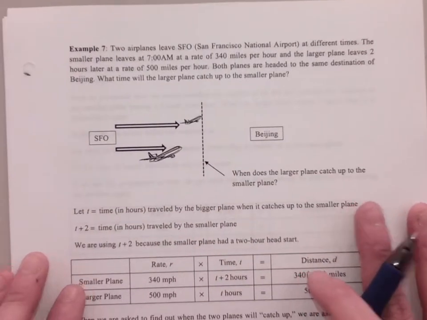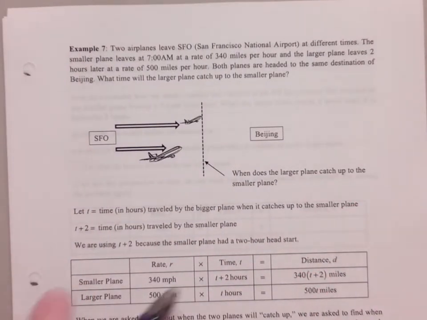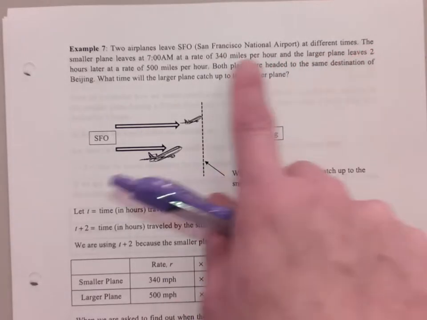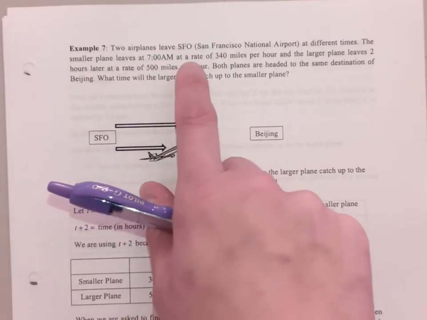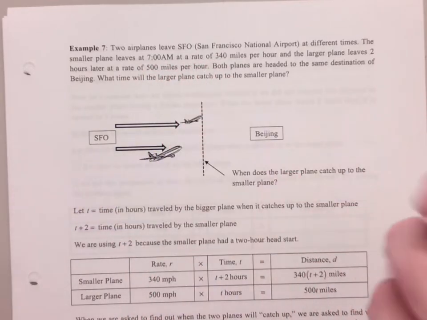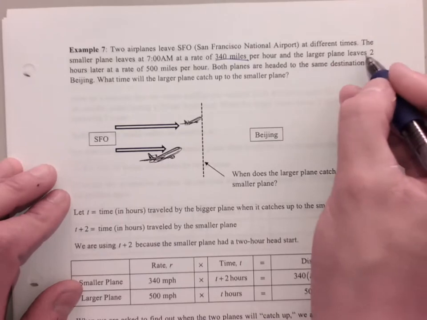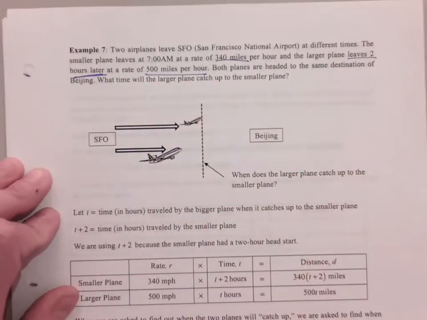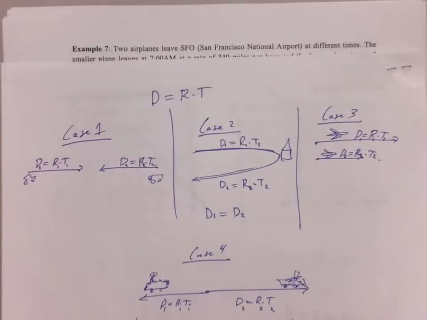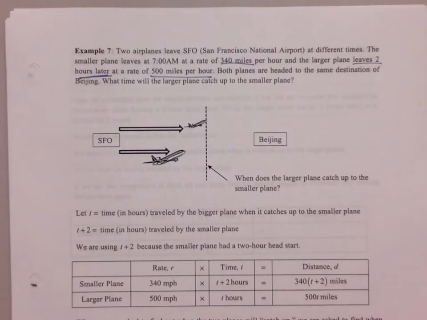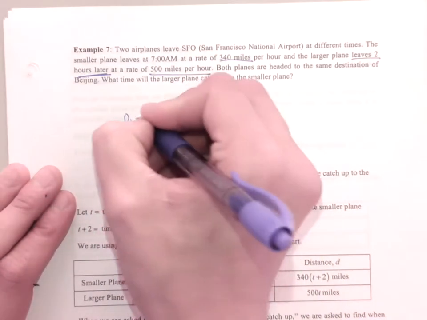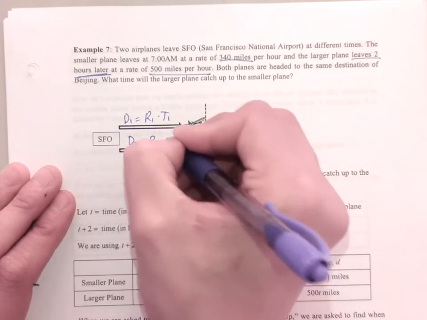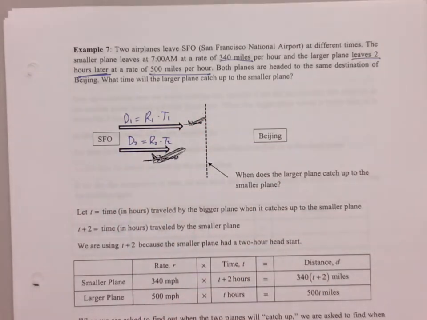Example number 7. So 2 planes leave SFO at different times. Okay? The smaller plane leaves at 7 a.m. This is their rate. And the larger plane leaves 2 hours later, and this is their rate. Both planes are headed to the same destination. Clearly, this is a picture of I'm trying to catch up. I even have the planes there. So each one gets a D equals R times T. D equals R times T. Okay? And we just fill it in.